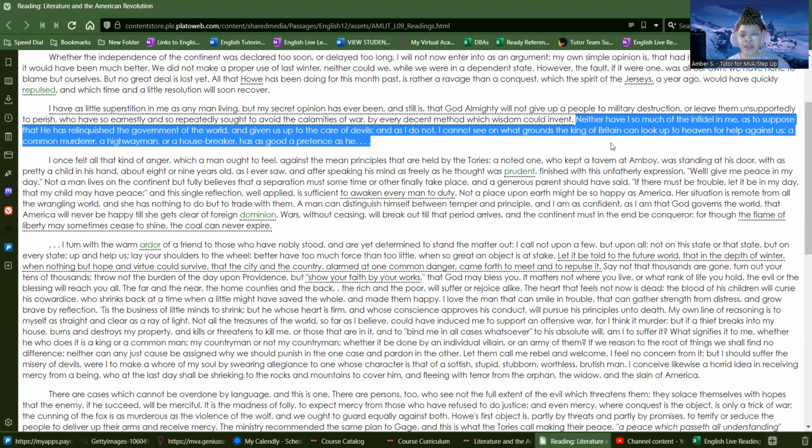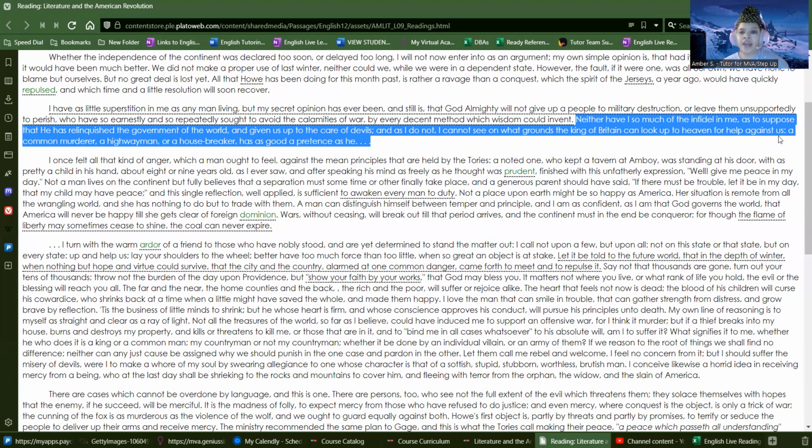So he's saying that because he's faithful in his belief that God supports people who are about obtaining peace, he can't believe that God is giving up on them. Because that would make him disloyal to the concept of God supporting people who do what they're supposed to do, living peacefully. And then he finishes it off by saying, I cannot see on what grounds the King of Britain can look up to heaven for help against us.